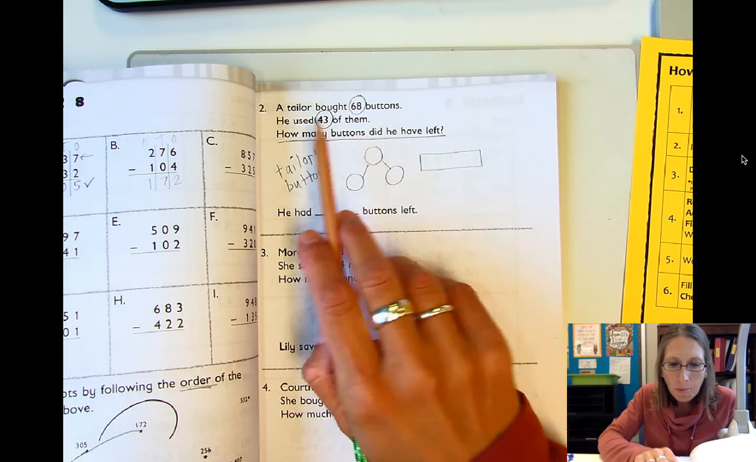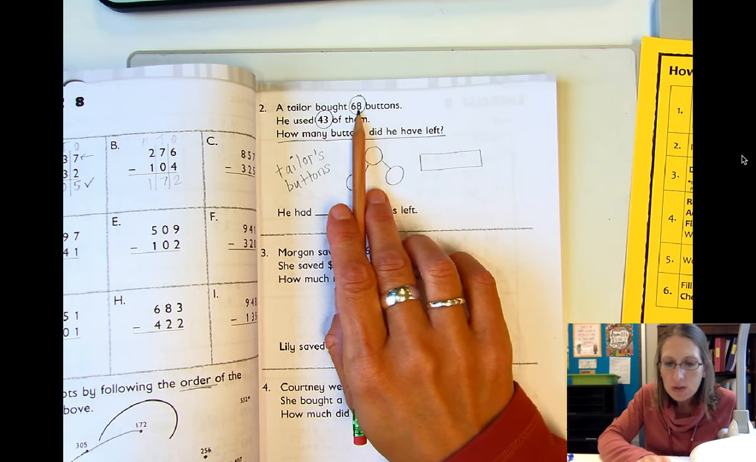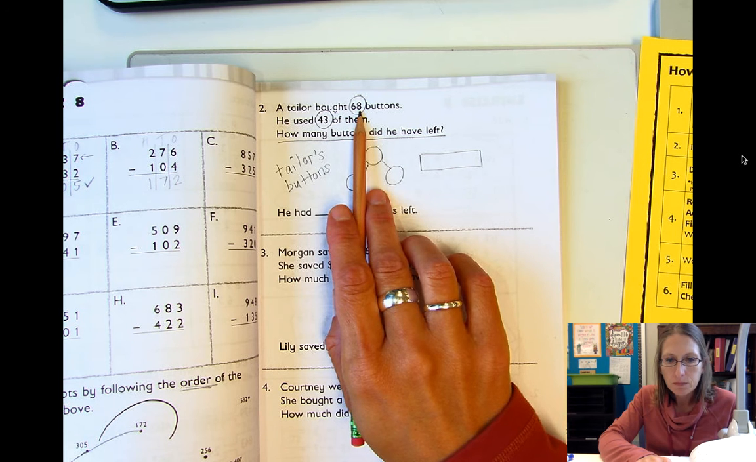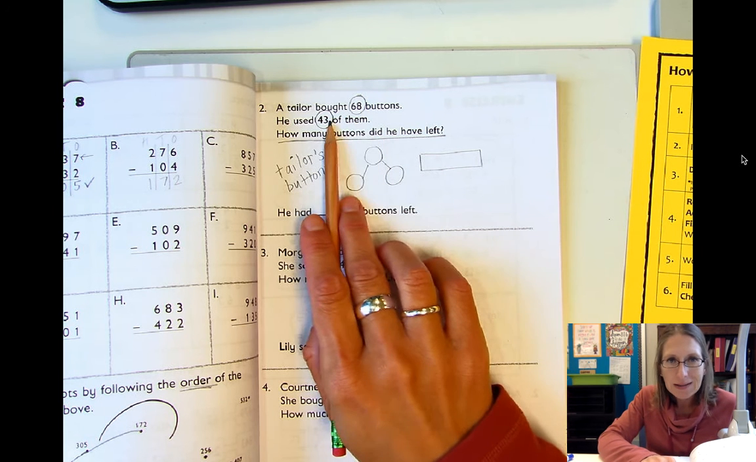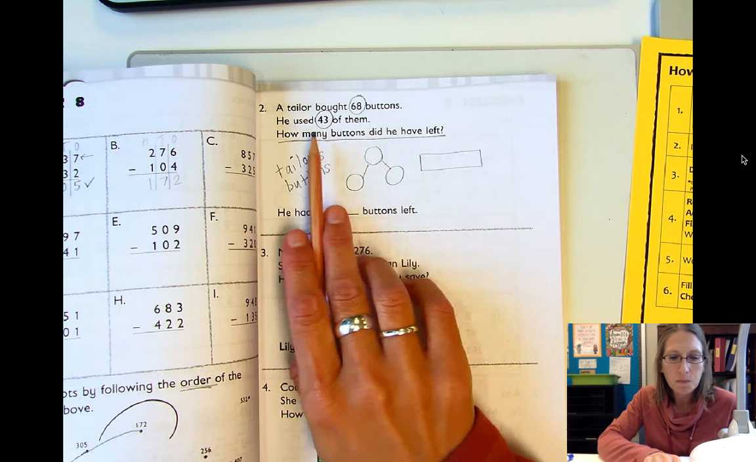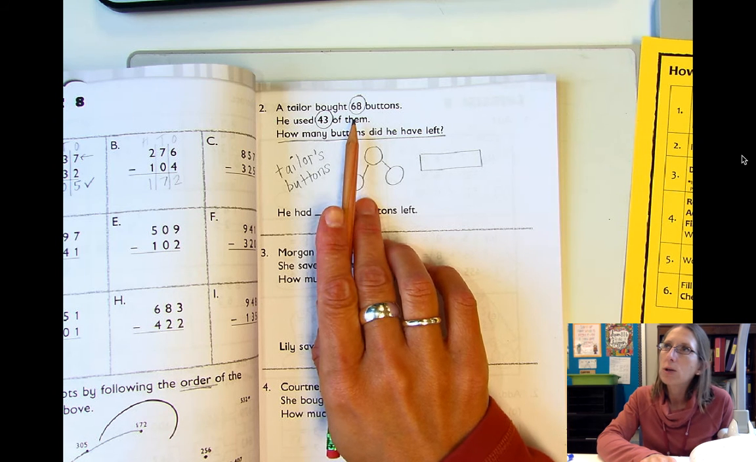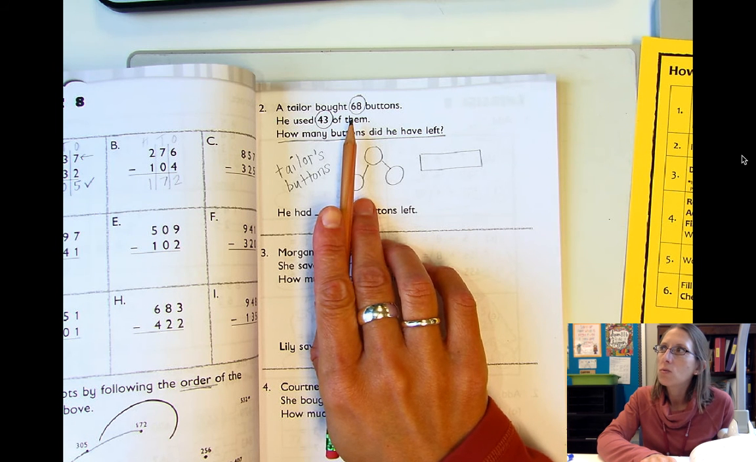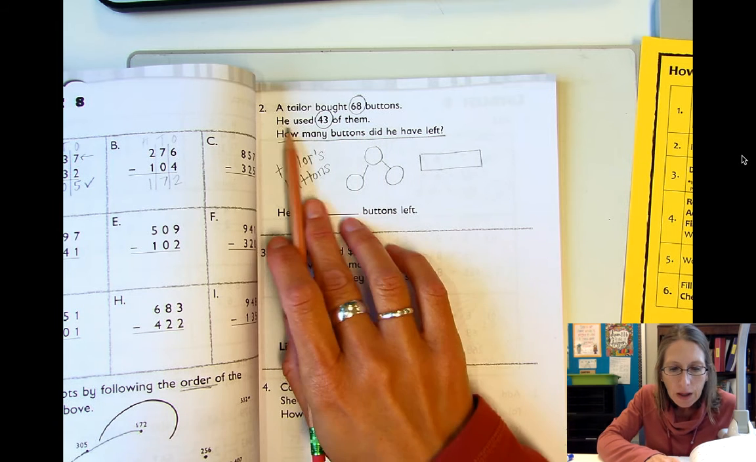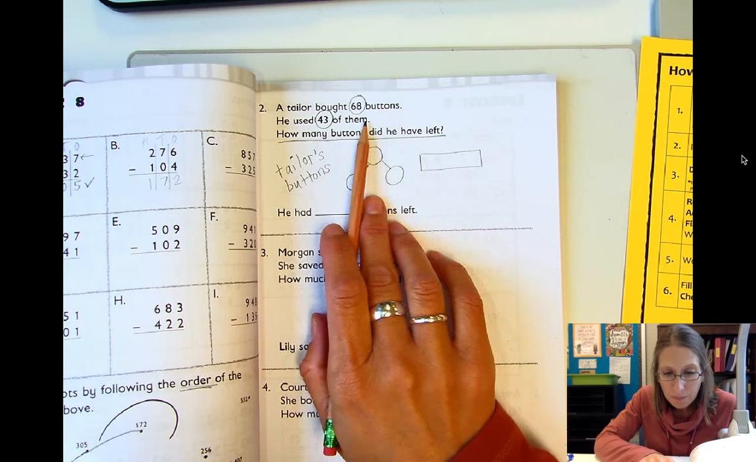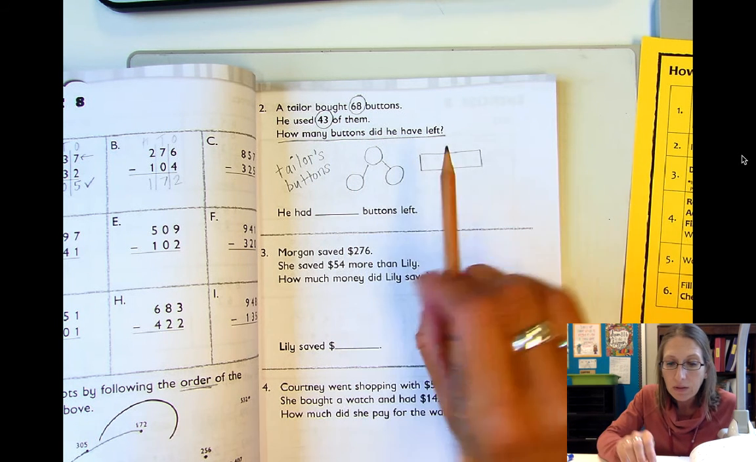All right. So let's see. A tailor bought 68 buttons. Trying to think of what that would look like. Okay, I'm picturing a tailor, a person who fixes clothing, going in and buying a bunch of buttons. He used 43 of them. How many buttons did he have left?